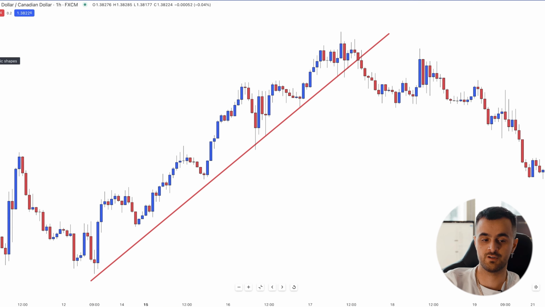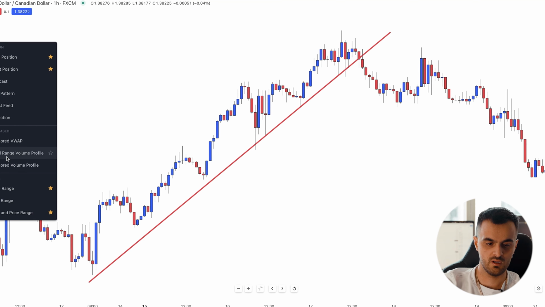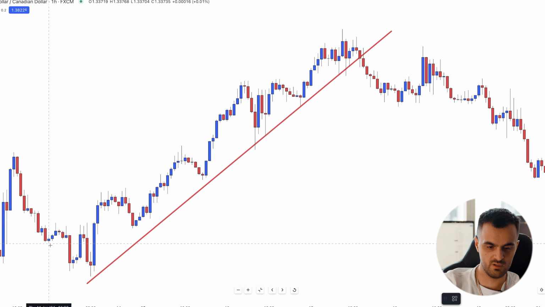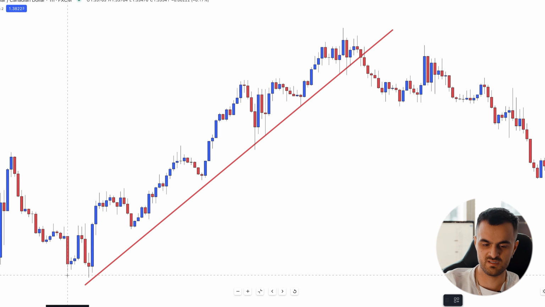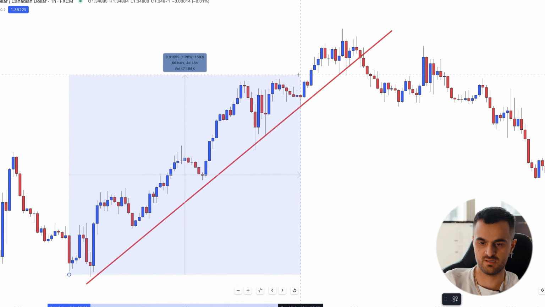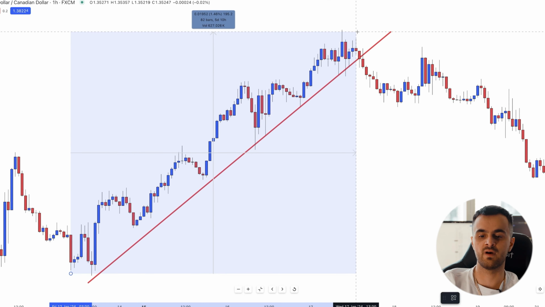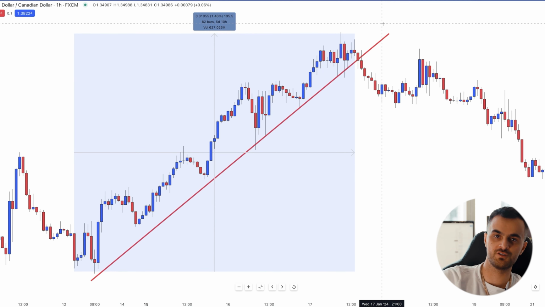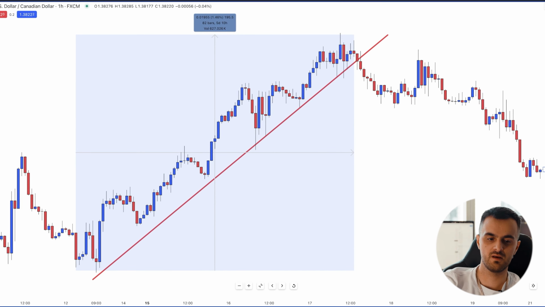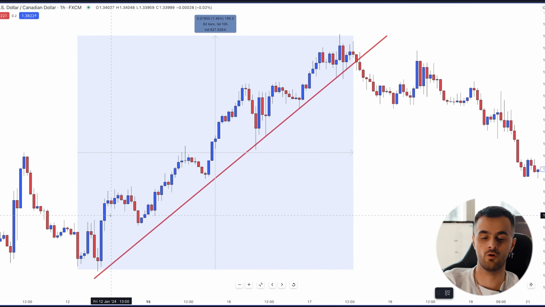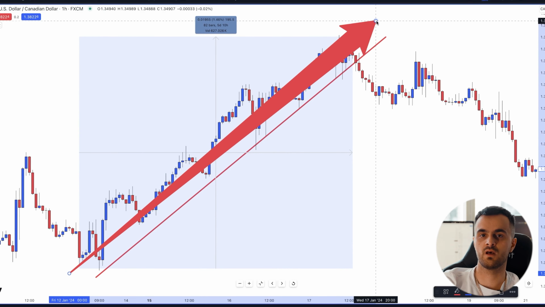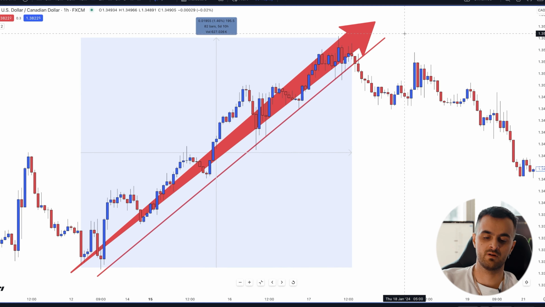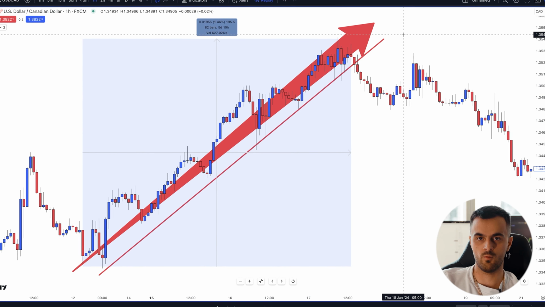Let's measure it actually. We can take a tool called date and price range and we can go to the bottom and we can even see it was January 12th here. But I can measure this and see this trend went on for 5 days. So take that into consideration. The market went in one straight direction for 5 days. Did it go in a straight line though? No, it did not go in a straight line. We can see over a 5-day period, so basically like a week here, the market went up.